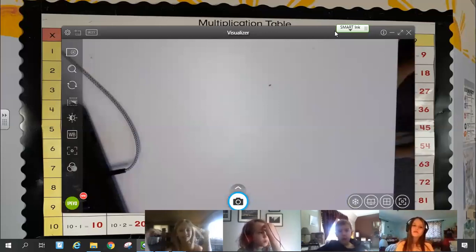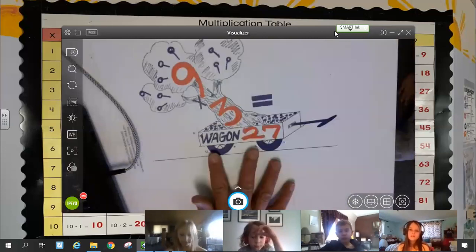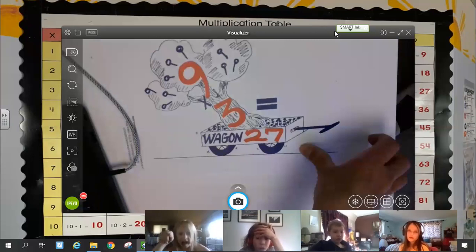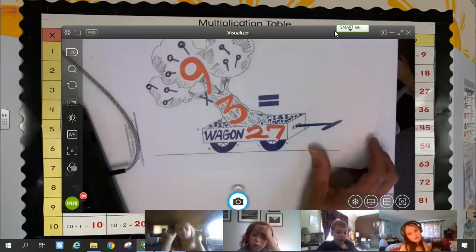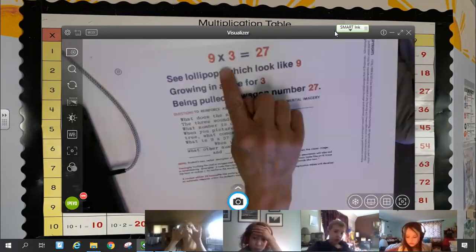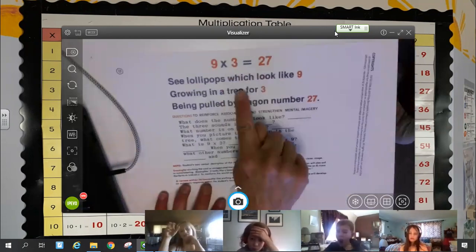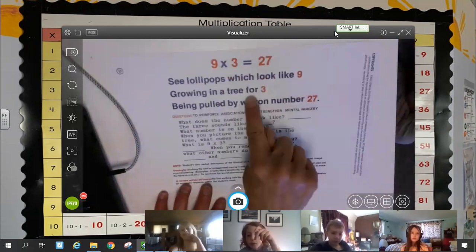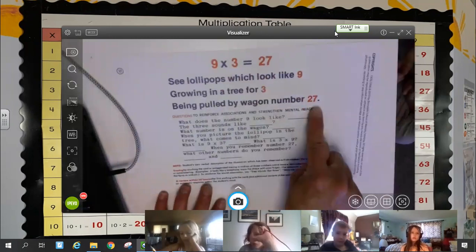All right, here's another one. Oh, this one we learned yesterday. 9 times 3 is 27. Take a look at that picture. Remember the lollipops? You guys remember when we looked at that tree that looked like a 3? So let's say it together. 9 times 3 equals 27. See lollipops which look like 9, growing in a tree for 3, being pulled by wagon number 27.